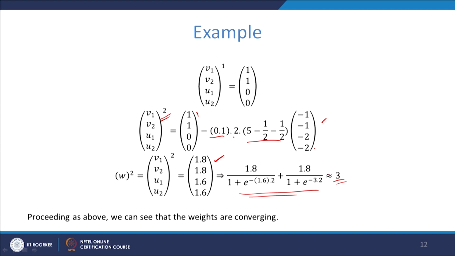The value of the neural network is coming towards the required value 5. So, proceeding like this for the third, fourth iteration, we can easily see that the value of the neural network will converge towards 5, and we can find the weights suitably so that it is as close as possible.